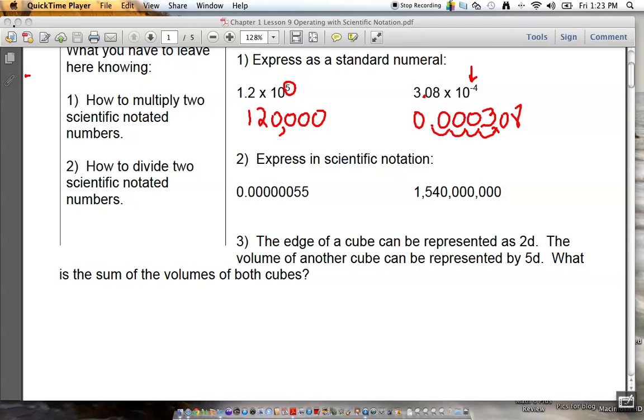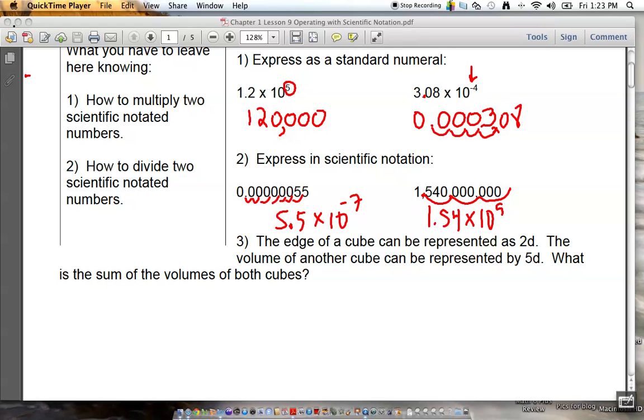How do I know that the answer to the next one's going to have a negative exponent? Well, it's 0 point, right? It goes to the right. So here we go. Ready? 1, 2, 3, 4, 5, 6, 7. 5.5 times 10 to the negative 7. Okay? Make sense? Okay. And the next one, 3, 6, 9 makes 1.54. So 1.54 times 10 to the 9th.